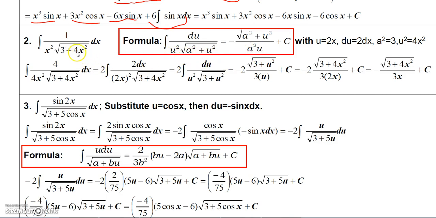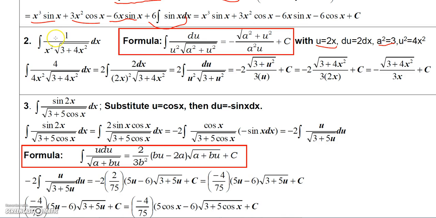Okay, so let's see if I can make this fit that form. If this is going to be u squared, then u would have to be 2x, right? I want this to be a squared plus u squared. Well, for this to be a squared, a would have to be the square root of 3, therefore a squared would be 3. And then for 4x squared to be u squared, u would have to be 2x. And if u is 2x, then du would be 2dx.